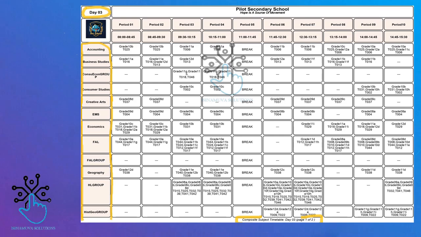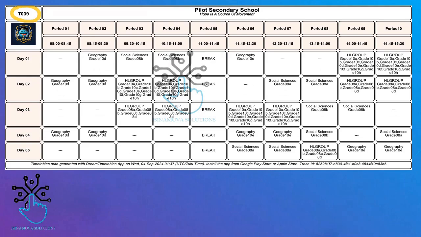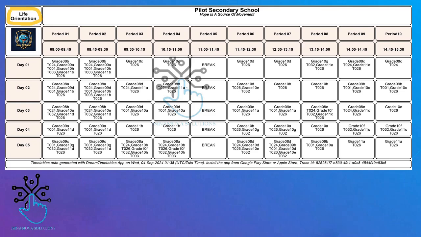As mentioned before, Composite timetables are not distributed to teachers or students. They are used by school management for planning and controlling purposes. It is individual timetables that are distributed. Individual class timetables are distributed to students, individual teacher timetables are distributed to teachers, and individual subject timetables can also be distributed to teachers who specialize in a single subject.